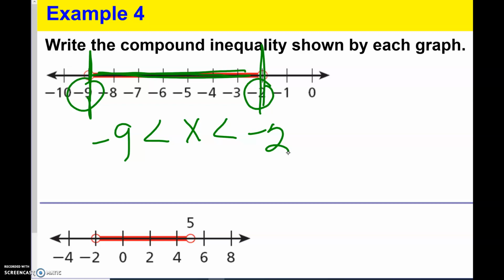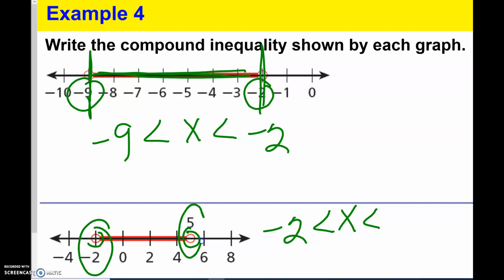Okay, when you have and problems, that's all you have to do. When you're shading between, like we are here, you put the X between. So you just put the symbols in, less than. Okay, now I go, okay, open circle, so no lines underneath. The smallest number here is a -2, and the biggest number here is a 5. That is how your compound and inequalities get written.